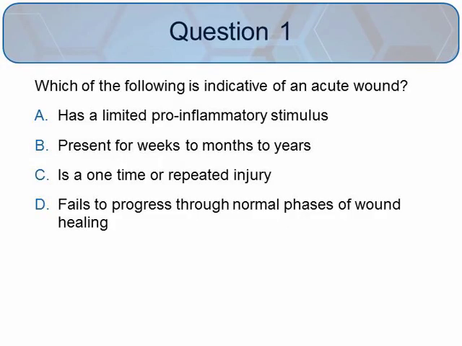Which of the following is indicative of an acute wound? A, has a limited pro-inflammatory stimulus. B, present for weeks to months to years. C, is a one-time or repeated injury. Or D, fails to progress through normal phases of wound healing.